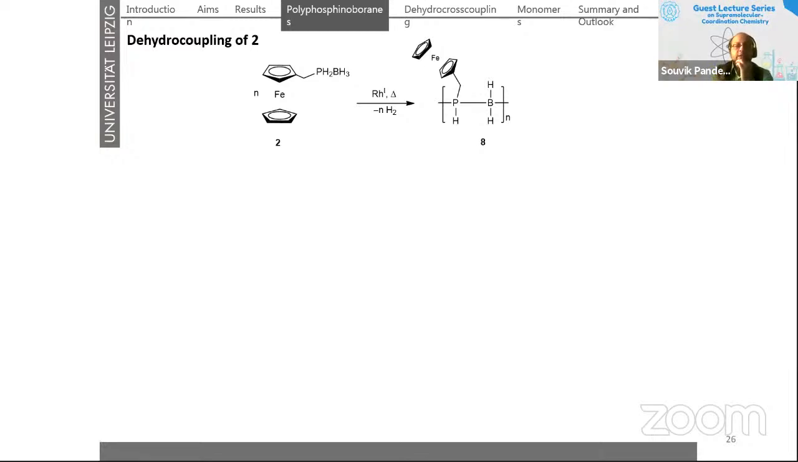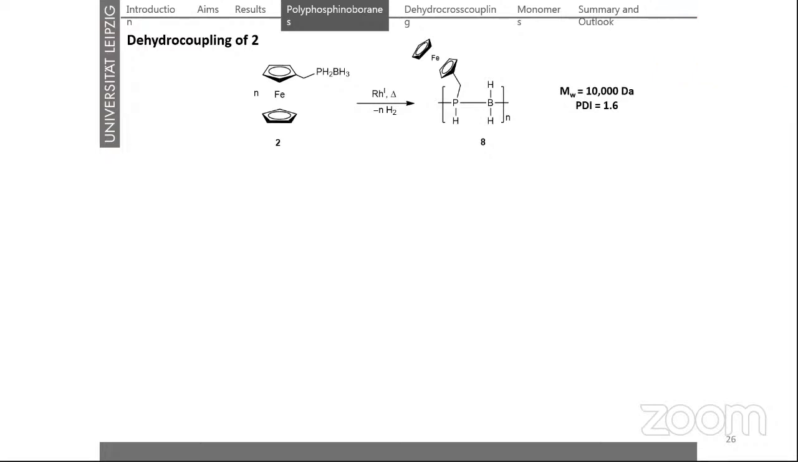Now, the main question will come into your mind: how to characterize those compounds? The characterization was very interesting for me. I used gel permeation chromatography to see the molecular weight of this compound. This is almost 10,000 Dalton. And one more unit I wrote, the Polydispersity Index, that is 1.6.